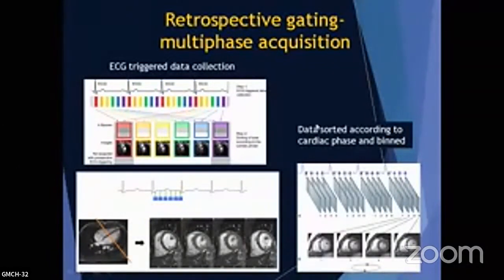Retrospective gating can be a multi-phase acquisition also, in which we take multiple images at the same slice at different points of the RR cycle or cardiac cycle. That's how we get a cine loop at that particular plane. This is what we mean by a retrospective gated multi-phase acquisition. Here, if you take a slice over here, the images have been taken at different phases of the ECG cycle, and that's how we get images from systole to diastole. The same can be done at multiple planes or multiple slices. It all depends on how fast we can do it and how fast is desirable.